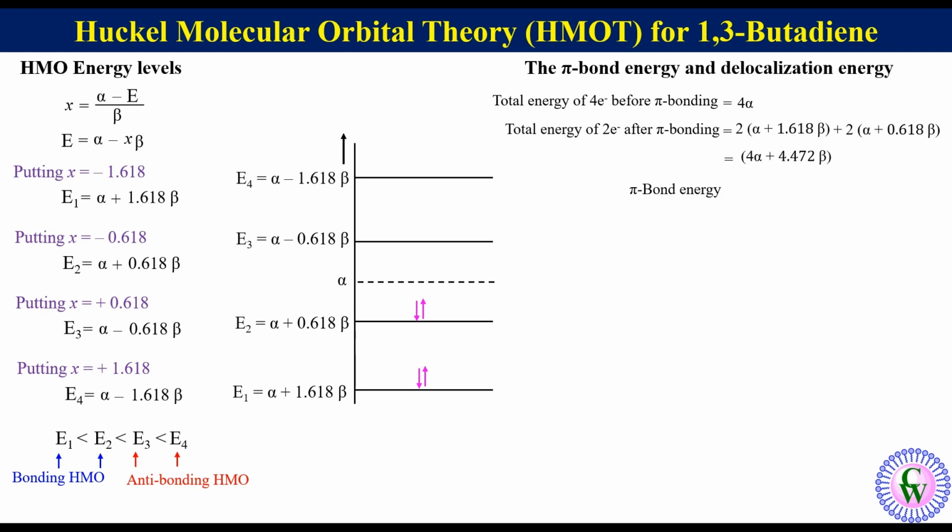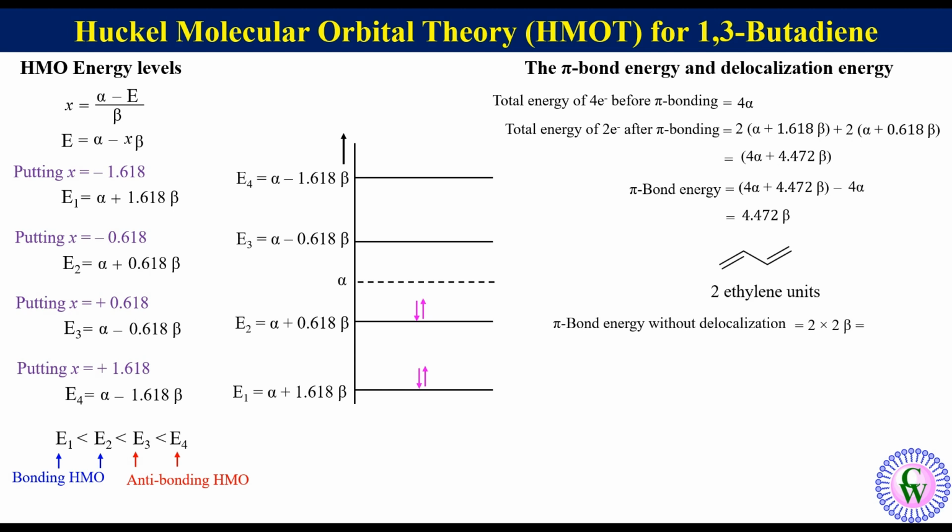Pi bond energy, which is energy of 4 electrons after pi bond formation minus energy of 4 electrons before pi bond formation, is equal to 4 alpha plus 4.472 beta minus 4 alpha is equal to 4.472 beta. If there is no delocalization, the 1,3-butadiene system will be like 2 ethylene units, and the pi bond energy without delocalization will be 2 into 2 beta is equal to 4 beta.